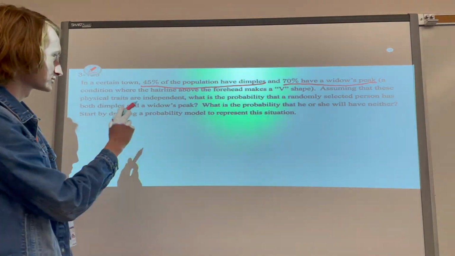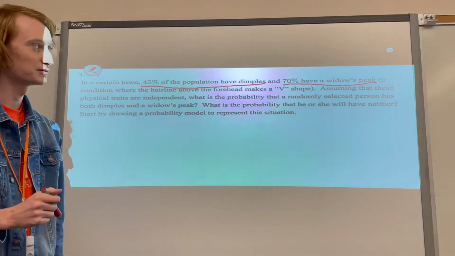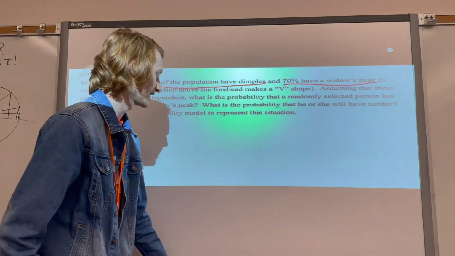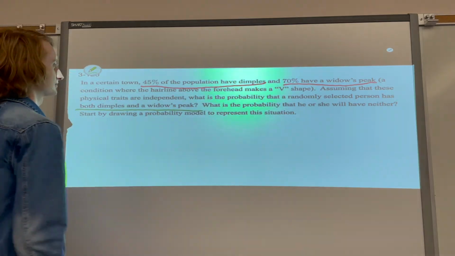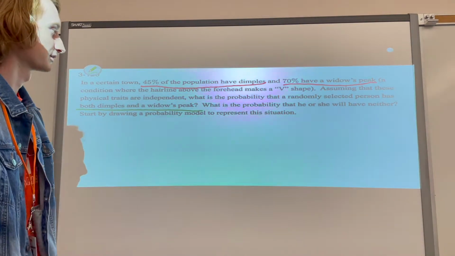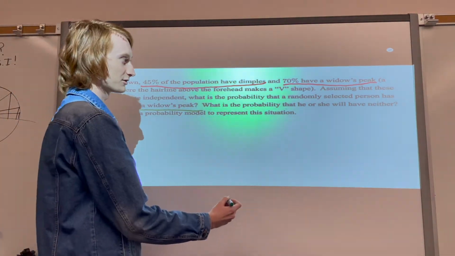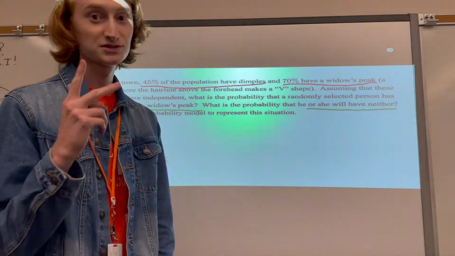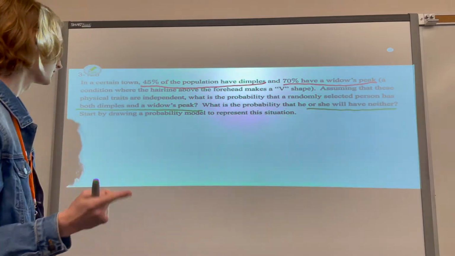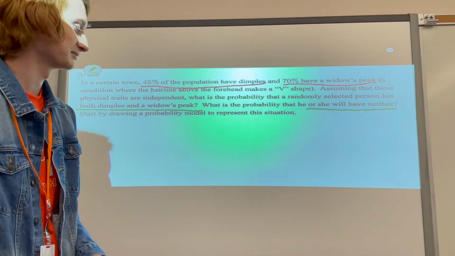Assuming that these physical traits are independent, what is the probability the randomly selected person has both dimples and a widow's peak? So that's our first problem. Then our second part of the problem is, what is the probability that he or she will have neither? So we have two separate problems in this one problem. So we're gonna have to start by drawing a probability model.